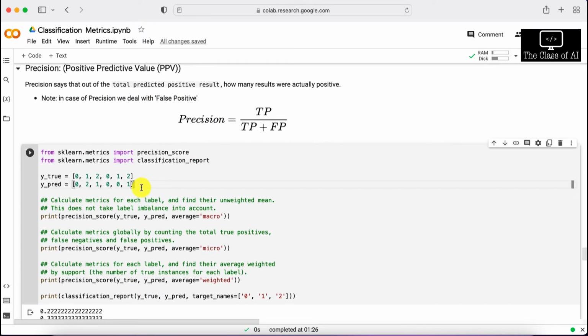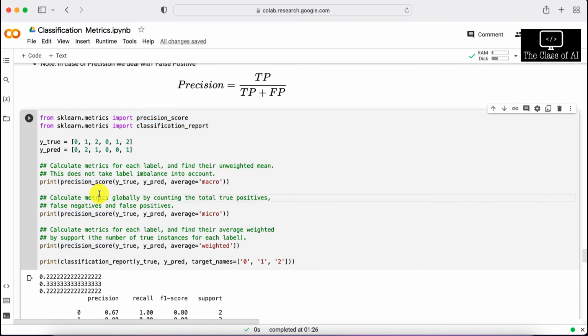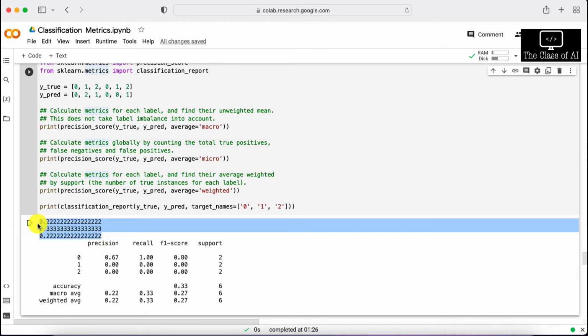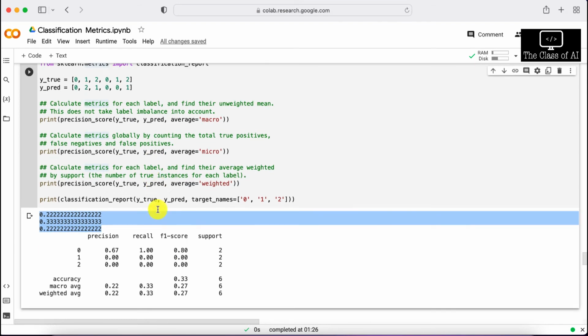Similarly, we have these two lists in our case. We can use the precision score. From here again we can calculate the macro, micro and weighted values, and you can print the score. Again the same values are coming in the case of the precision score, so we can easily calculate that.